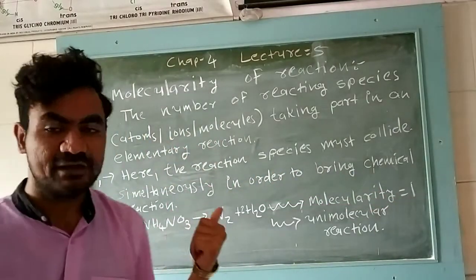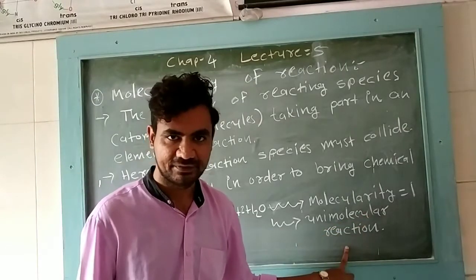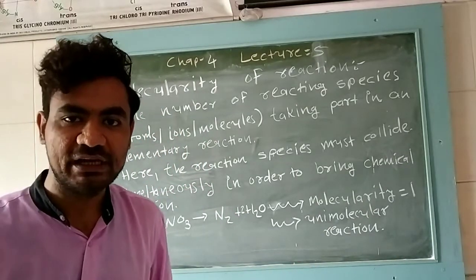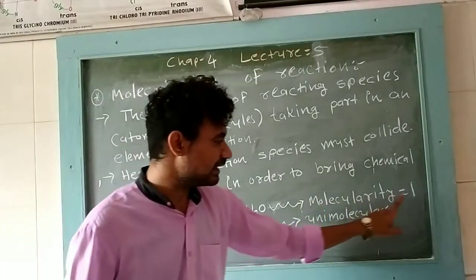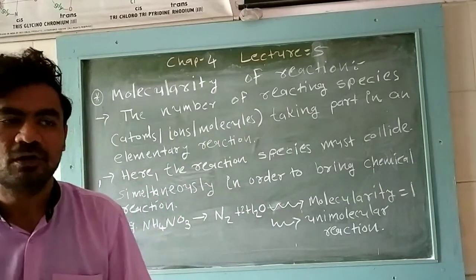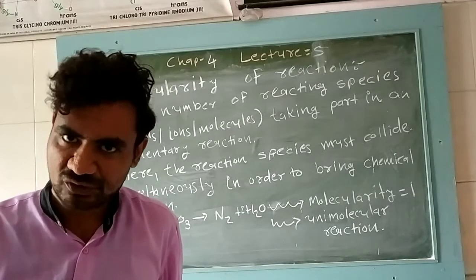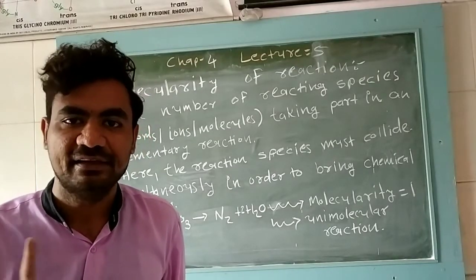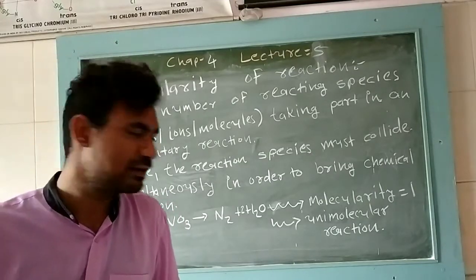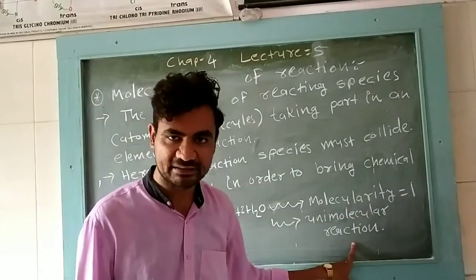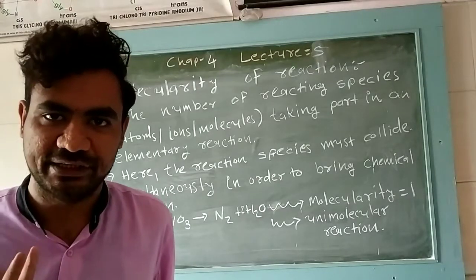The reaction in which molecularity is 1 is called a unimolecular reaction. If molecularity is 2, then the reaction is called a dimolecular reaction. If molecularity is 3, then the reaction is called a trimolecular reaction, and so on: di, tetra, penta, that suffix we are using here.